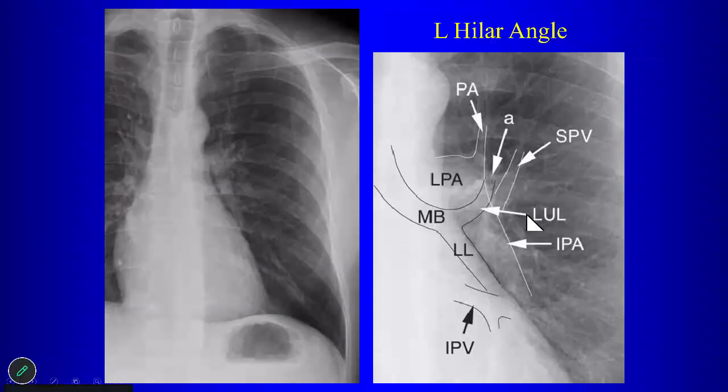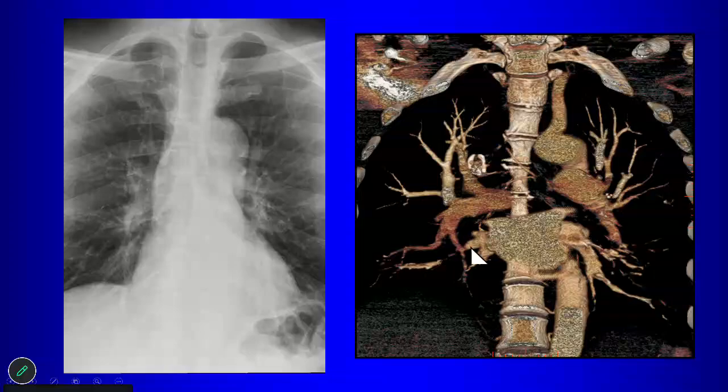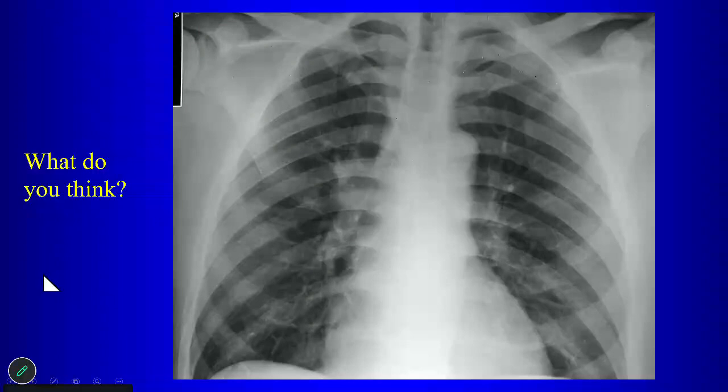The same thing is true on the left side. Very smooth hilum, should not be lumpy, bumpy. Nothing should be bulging out from the left hilum. So here's a volume rendered view from a CT scan. We see the right pulmonary artery. There's the interlobar. There's the truncus anterior. Here's the right superior pulmonary vein. That's this guy coming down here. So you can see the hilar angle in there, very smooth. Nothing is bulging out from there. Okay, so that's what we look for.